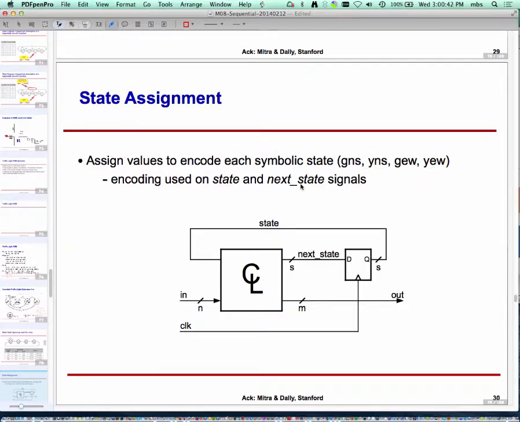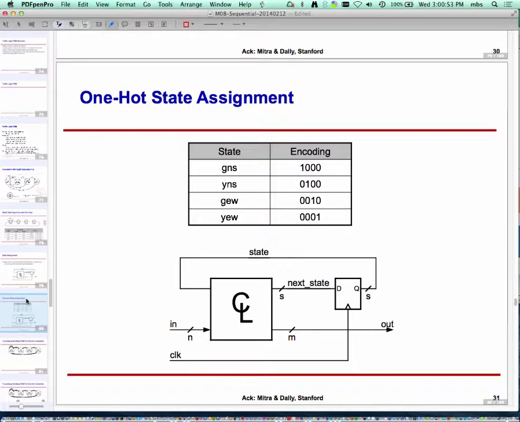I have 2 signals in my system, current state and next state, which uses those. So with the usual caveats that we have seen, there are many possible ways of encoding them. For example, this is one arbitrarily chosen coding. I can represent them as GNS as 1000, YNS as 0100, GEW as 0010, YEW as 0001. This is our good old one-hot coding.